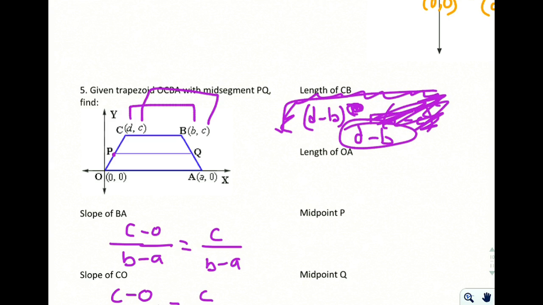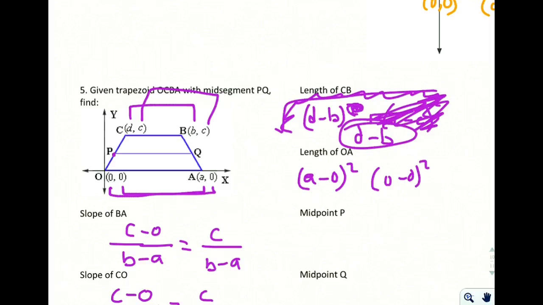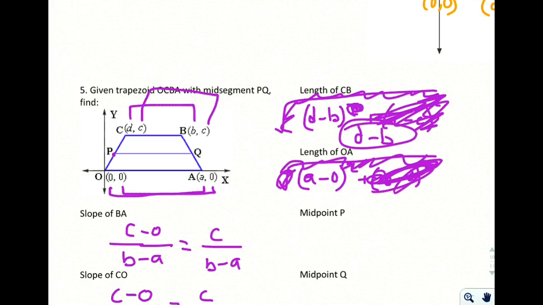And let's do the same thing for the length of OA. Let's find the distance between our x's, a minus 0, square that. Distance between our y's, 0 minus 0, square that, add them together, square root it all. Well, again, 0 minus 0, that's going to be 0, so that goes away. And the square root of something squared is going to cancel out. And in fact, a minus 0 even simplifies. We just get a. So our length of OA is just a.